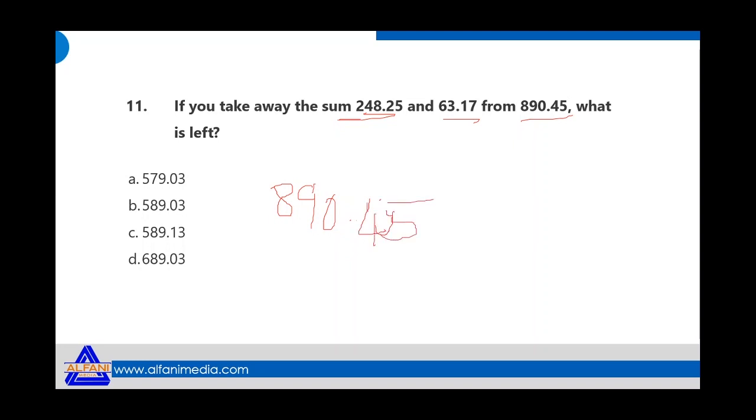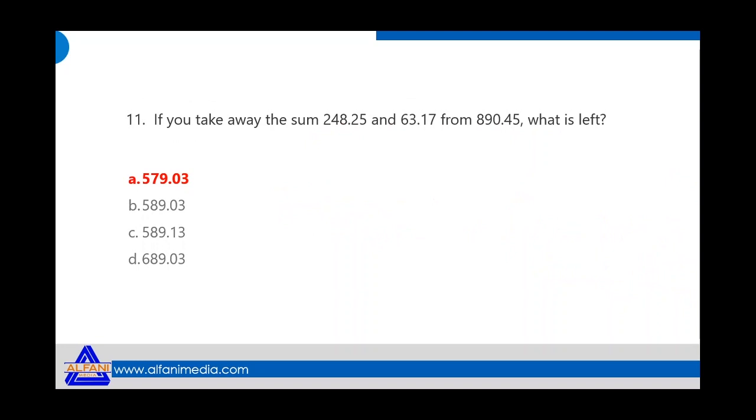890.45 minus, in brackets, 248.25 plus 63.17. There's a point here. So you add these two figures and you subtract it from the 890. And then the answer should be this. All right, so this is the answer, 579.03.